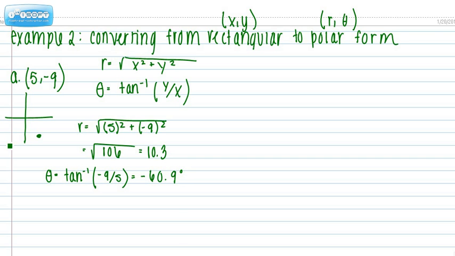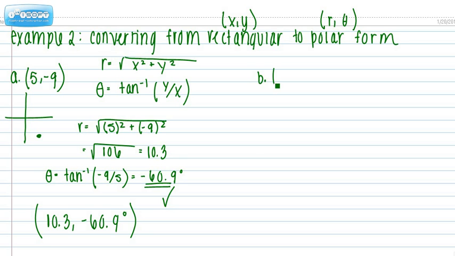Now going back to this picture that we drew earlier, we knew that this rectangular point was located in the fourth quadrant, and we just wanted to make sure that the angle measure that we find is also in the fourth quadrant. So if I'm starting on a positive x-axis and I rotate down approximately -60 degrees, we should wind up in the same area. So this, in fact, will be our angle measure. So I can write this as (10.3, -60.9 degrees).